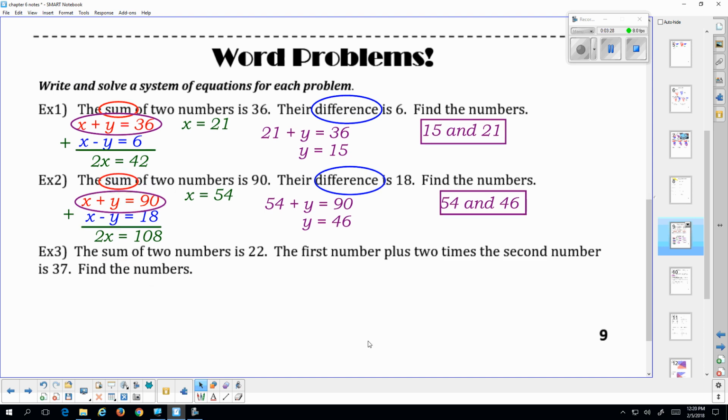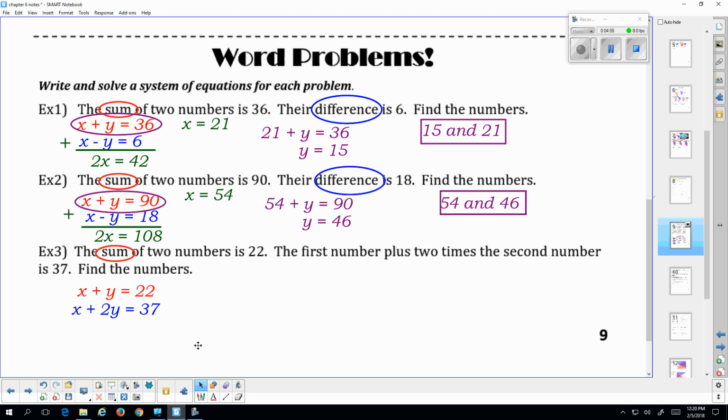All right, example 3 gets a little bit tricky, but not terrible. So we have the sum of two numbers is 22. Well, that's just like up here. The sum of two numbers, what does sum mean? Sum means to add, so the sum of two numbers is 22. Then it says the first number plus 2 times the second number is 37. So I'm going to take the first number, which is x, then plus 2 times the second number. So 2 times y is 37. So first number plus 2 times the second number is 37.